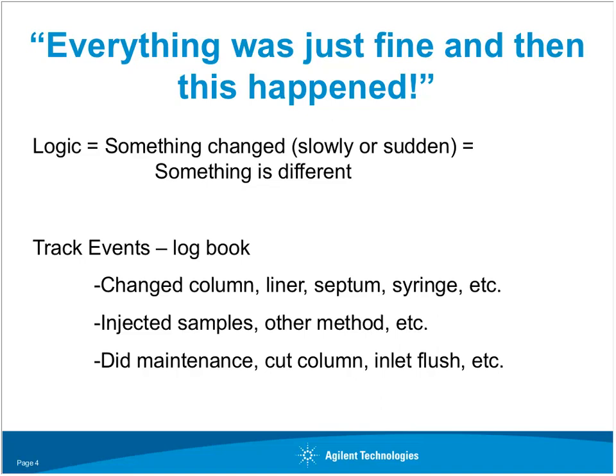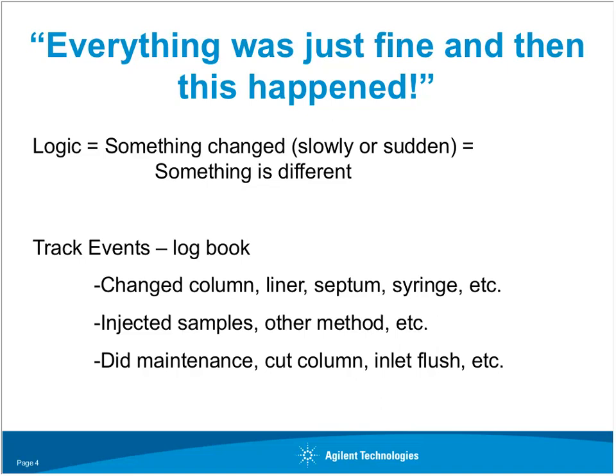And the things that would be included are when you change the column, the liner, the septum, the syringe, etc. Now, what a lot of customers think is, I just put a new liner in, or I just put a new column in. How could there possibly be a problem with a new product? Well, there can be if the product wasn't handled properly, or if the product wasn't manufactured properly.